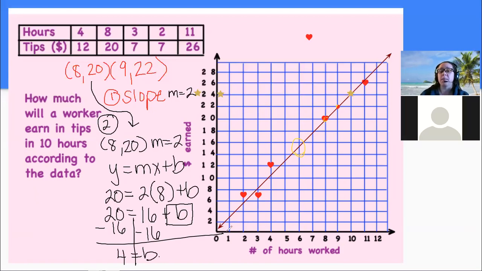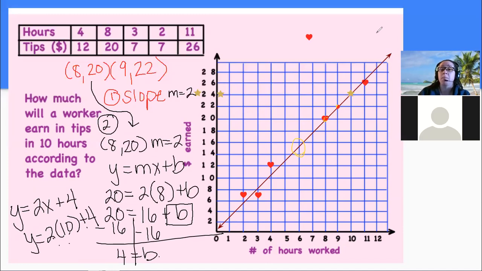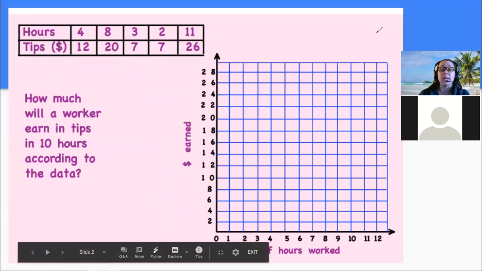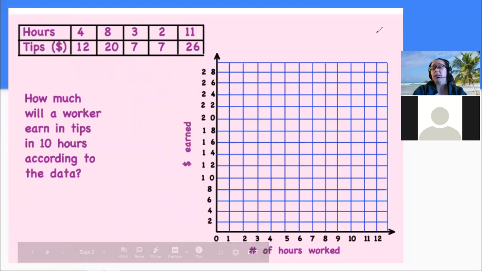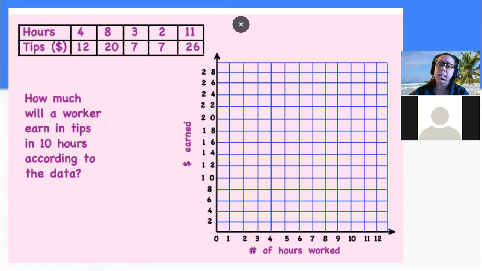You can tell it's a little bit off here, but there is some element of human error when you're drawing that stuff. So my equation would be 2x, my slope was 2, plus 4. That way, if we wanted to find how much a worker could earn in tips if they worked 10 hours, I could just plug the 10 into my problem. 10 times 2 is 20. 20 plus 4 is 24. Pretty cool. Any questions on that? Again, that's from last week, but if you're still struggling with it, don't feel bad. I can help you.